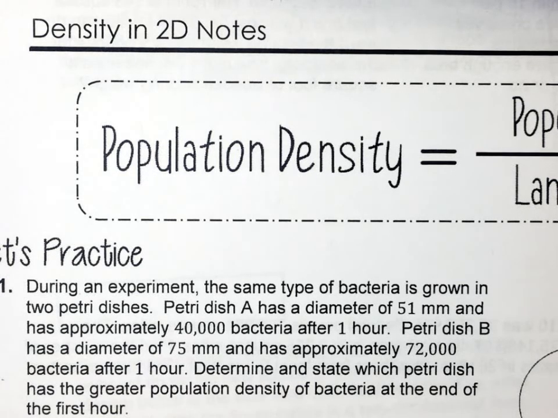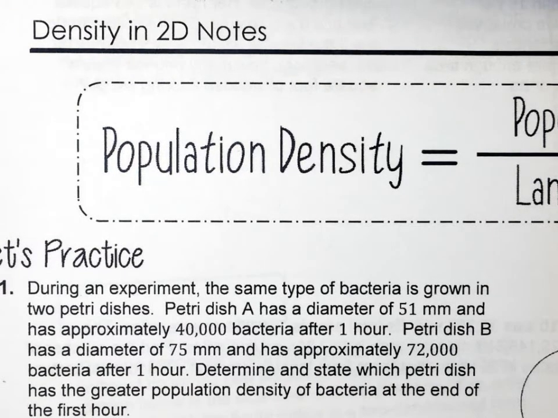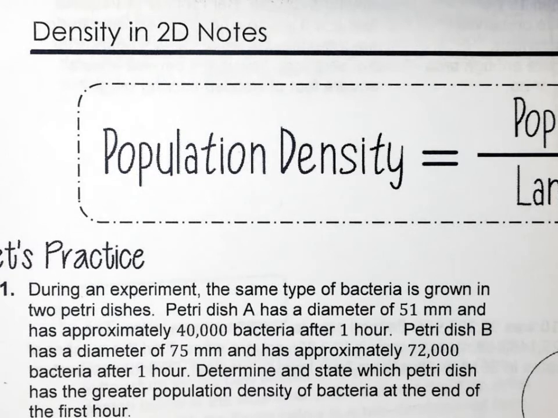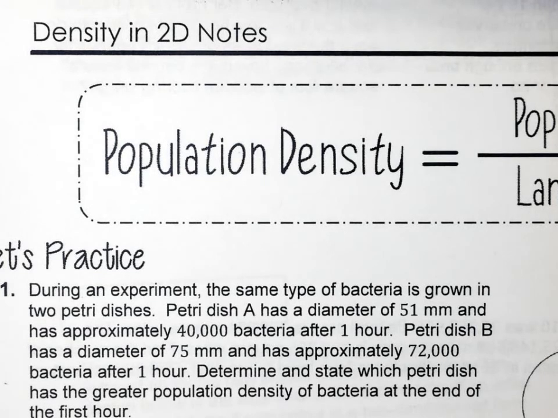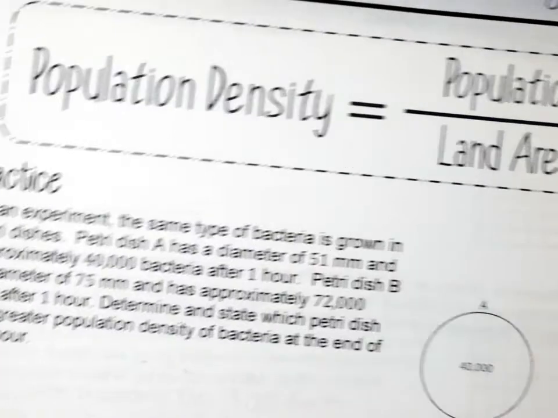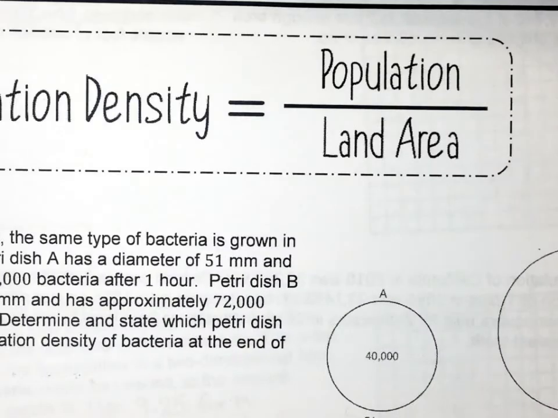Alright, so this is density in 2D notes. We will do density in 3D, but that'll involve volume. So this is 2D, we're dealing with density. This is dealing with area. And specifically in 2D, we call it population density. Population density equals population over land area.